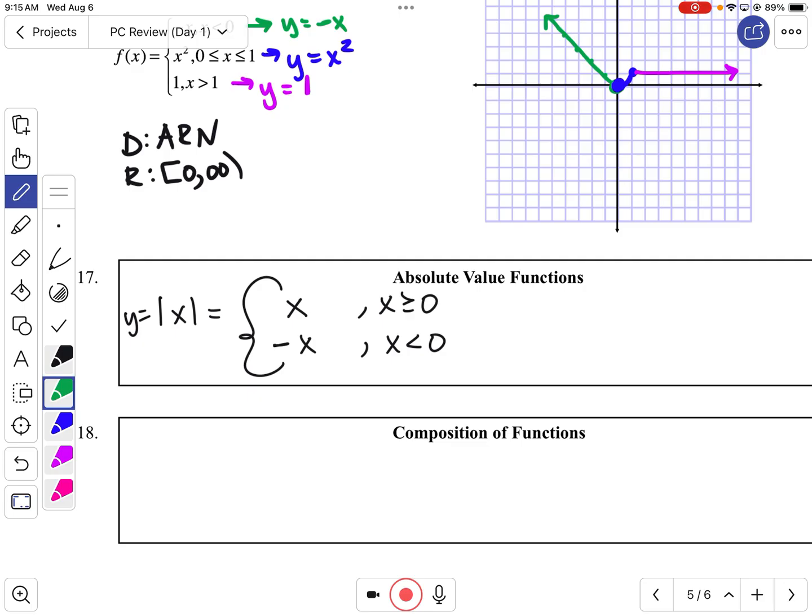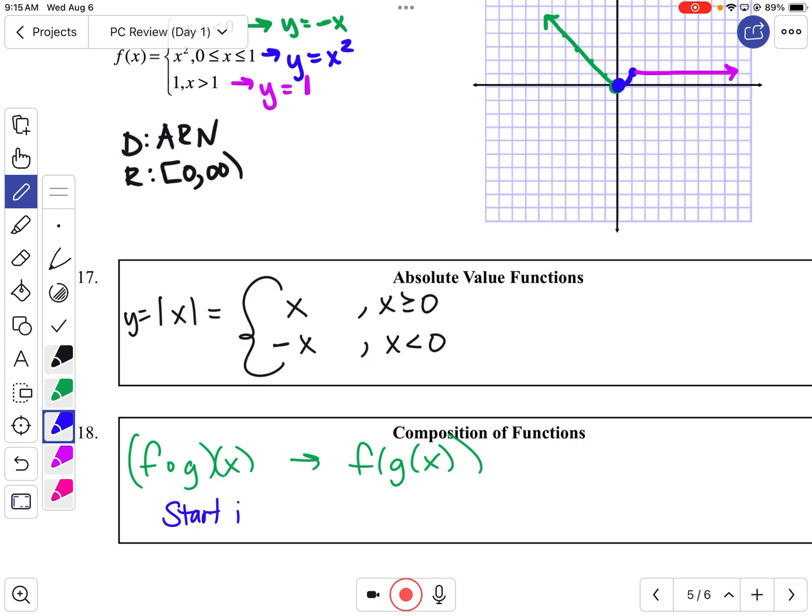All right, don't forget composition is a two-part process. f of g. They like that notation. They also like the double parenthesis notation for composition. Start on the inside and work your way out.